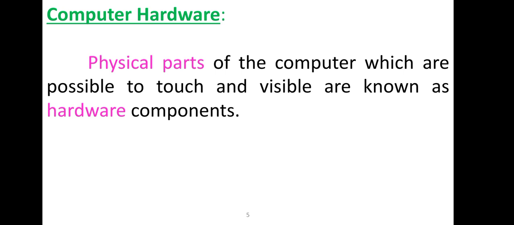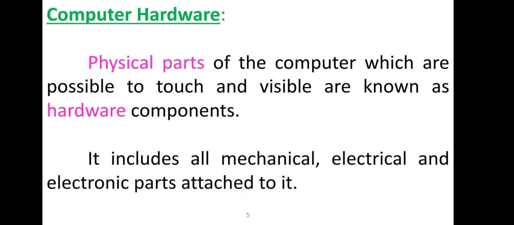It may be your mouse, keyboard, the CPU, or display units like a monitor, printer, and cables. All of this comes under the physical components, which we can see and touch, and it comes under hardware components. It includes all mechanical, electrical, and electronic parts attached to it.